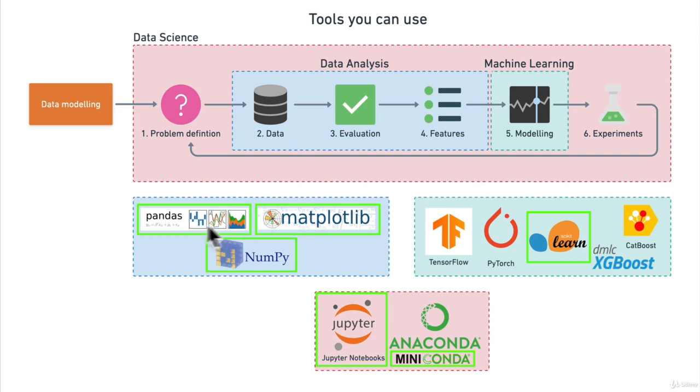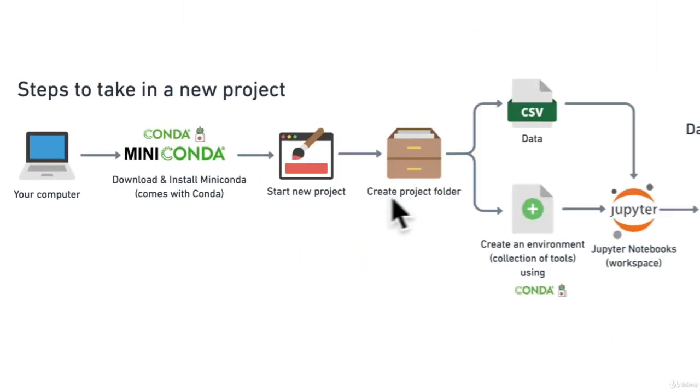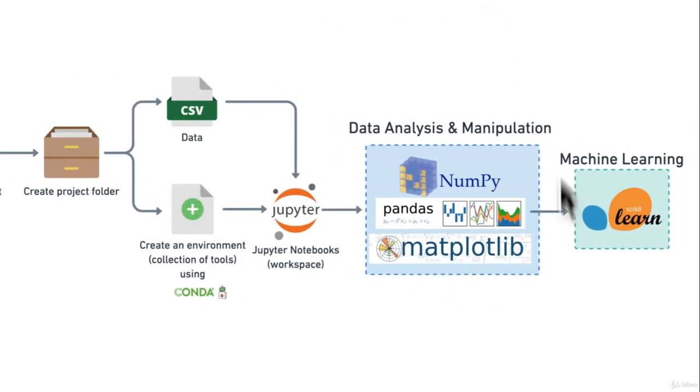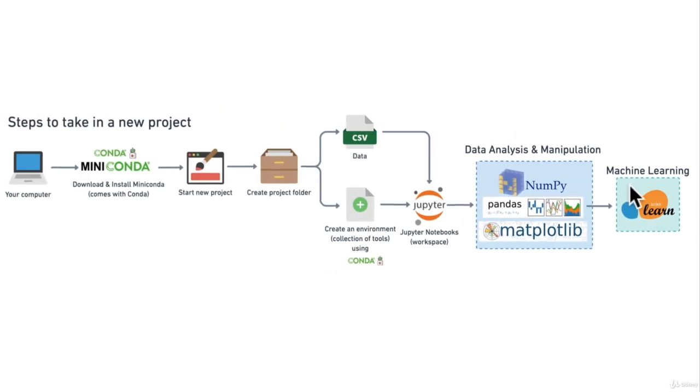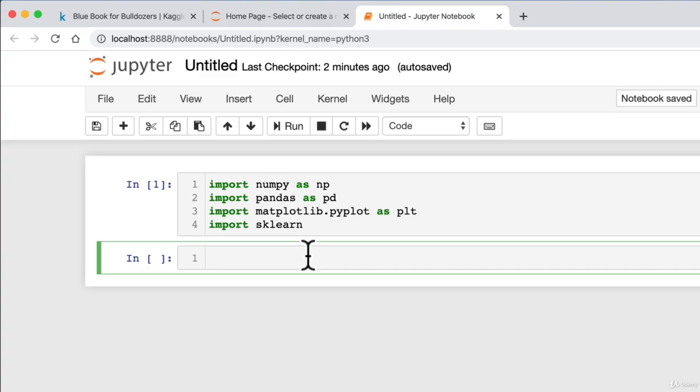So if we come back to our workflow, we've just imported pandas, matplotlib, numpy, and scikit-learn, and we're working within a Jupyter notebook, and we've gone through these steps here. So we've created a project folder, we've downloaded our data from Kaggle, we've created an environment which is a collection of tools, we're working in a Jupyter notebook, and now we have access to these tools here. So this is what we're going to do now: data analysis and manipulation, and of course, finishing off with some machine learning. Well, our notebook's ready to go. This is what we're working for the next few videos, so I'll see you then.